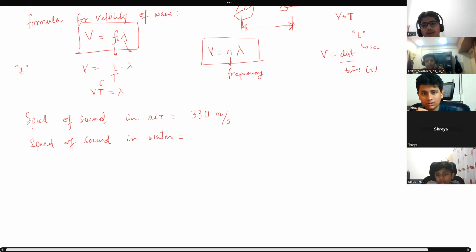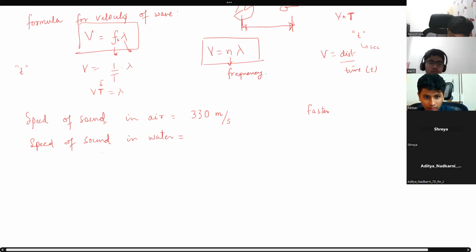Faster, because the molecules are closer, so they will vibrate faster. In air, the particles are not very closely packed. Because it's a gas, the distance between the molecules is large, so the time for transferring the energy is higher.